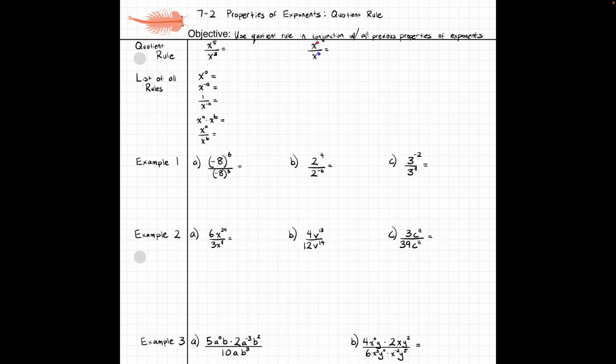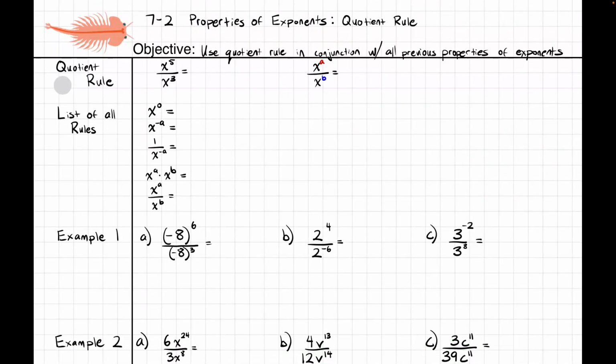We are in Algebra 1, Lesson 7-2, Properties of Exponents. Now we're doing the quotient rule. Evan, what are we doing today? What's our objective? Use quotient rule in conjunction with all previous properties of exponents. Yep, so we're adding in one new spice to our soup, and we're going to stir it and make sure you know all the other ones.